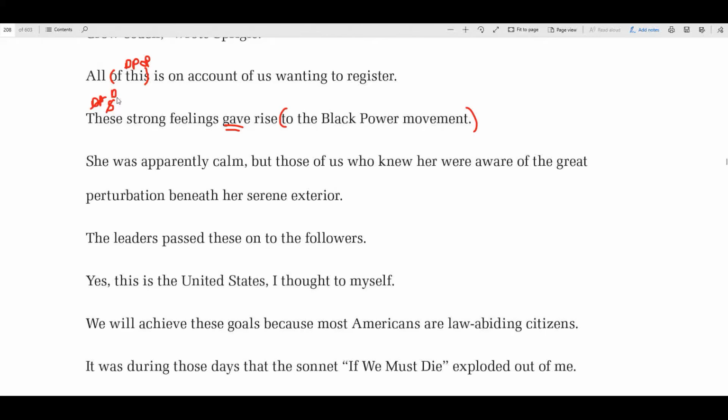"She was apparently calm, but those of us who knew her were aware of the great perturbation beneath her serene exterior." Okay. Those, okay. Now, of us is a prepositional phrase. And then of the great perturbation, and then beneath her serene exterior. All those are prepositional phrases. Okay. Those. All right. Let's see what this might be.